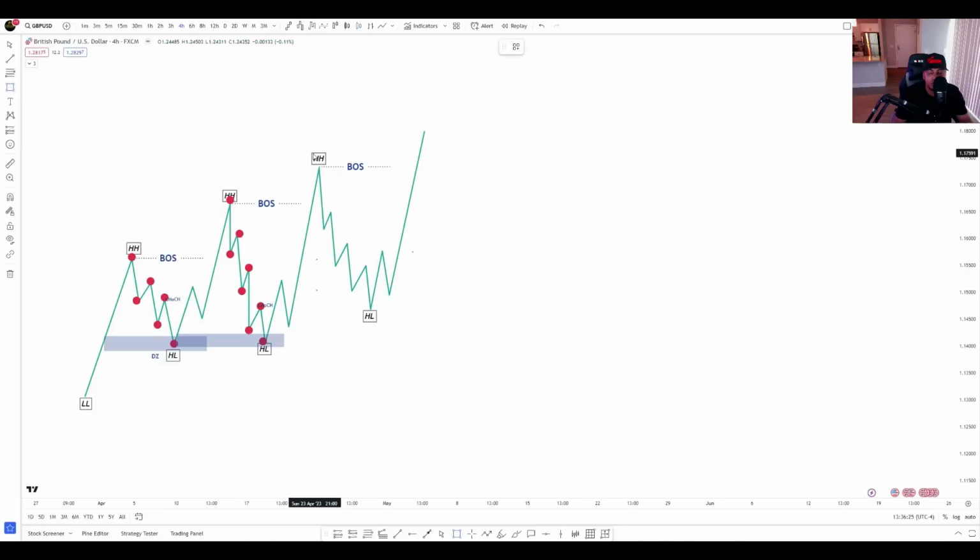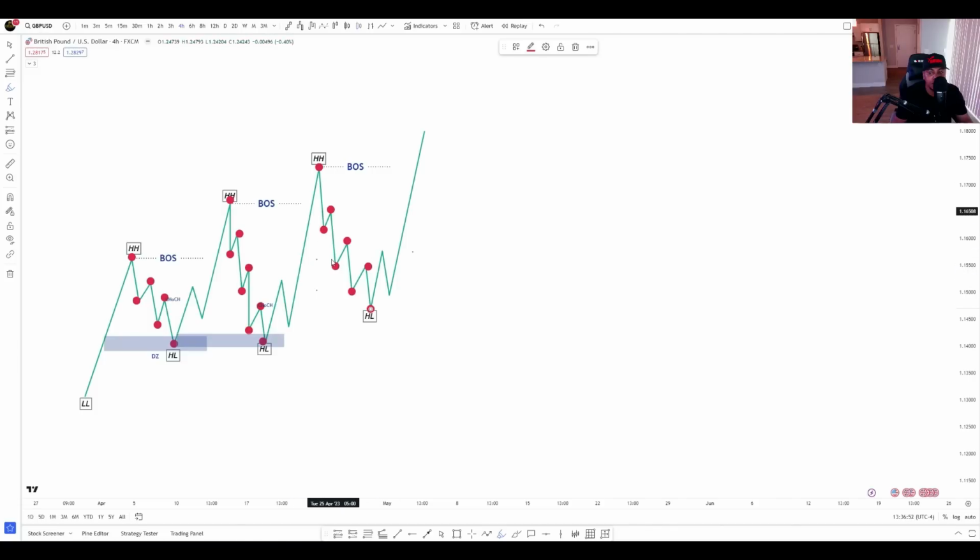Once this impulse finishes after the break of this structure, now we have the external. So this is the external and this is the internal. The internal is basically creating lower highs, lower lows, lower highs, lower lows. Okay, again, I want to emphasize this. On the higher time frame, this is what's going on, like the 4-hour time frame. And this is what's going on the lower time frame, like the 1-hour time frame.